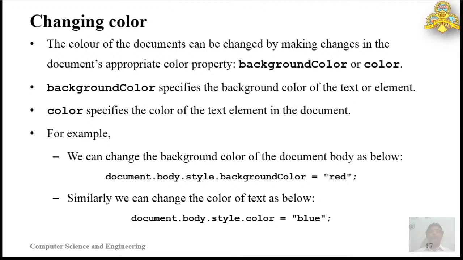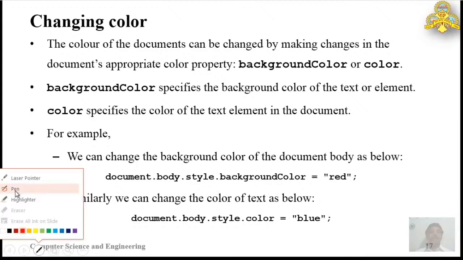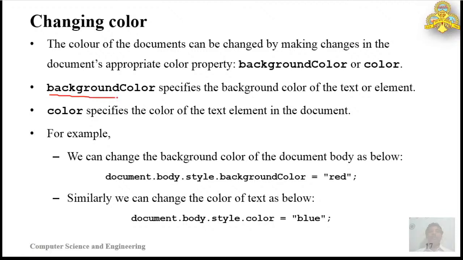Changing of colors can be done very easily by making changes in the document's appropriate color property, that is backgroundColor or color. The properties are here: backgroundColor, which specifies the background color of the text or element. Usually it is a text element, so background color for that text, or it may be a particular paragraph, or even the entire body of the web document.